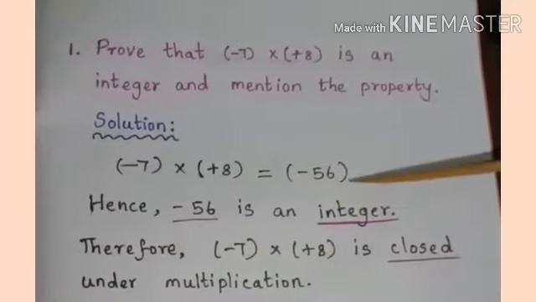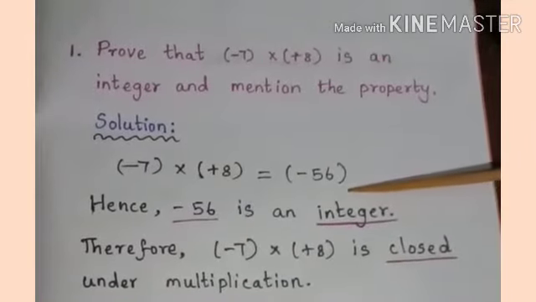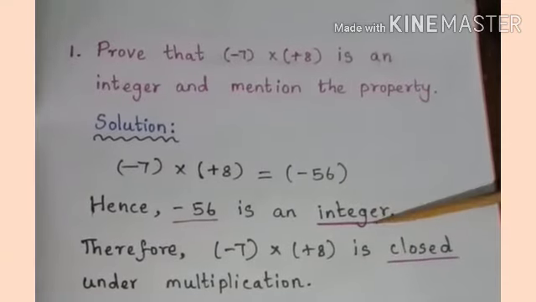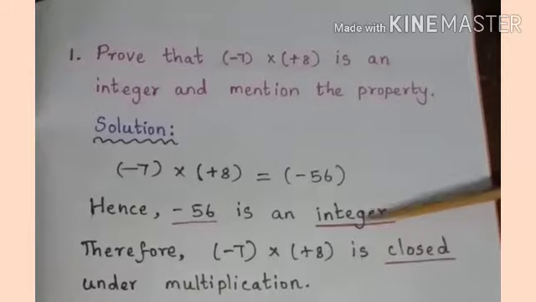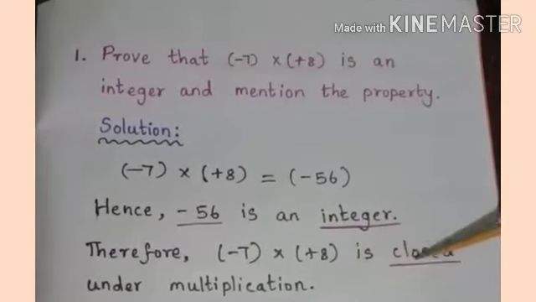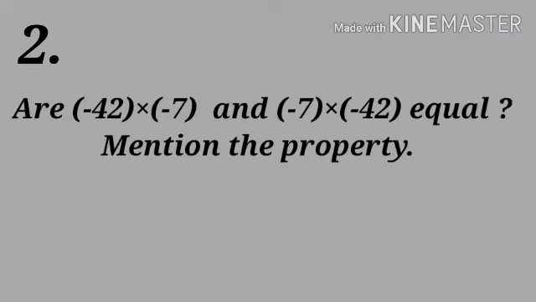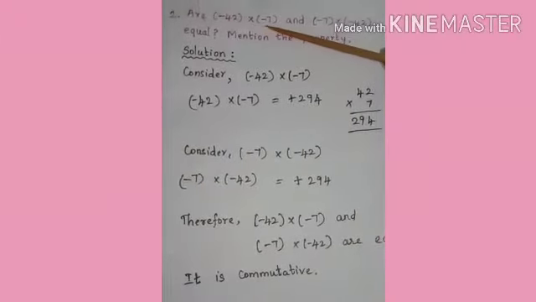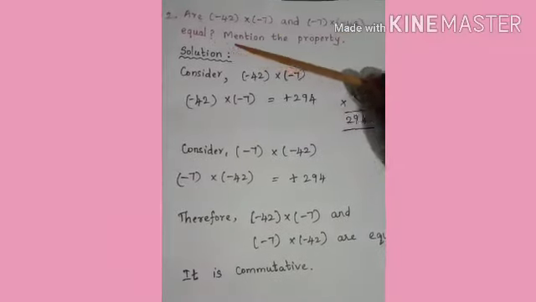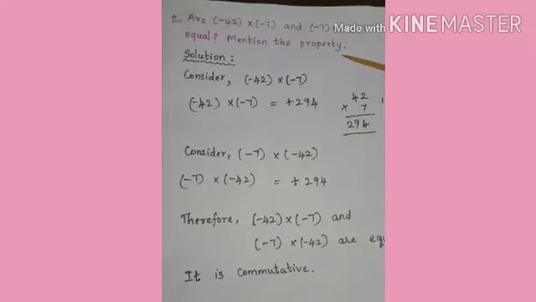What is minus 56? Yes, it is an integer. Therefore, minus 7 into plus 8 is closed under multiplication. Second problem: minus 42 into minus 7 and minus 7 into minus 42 are equal, mention the property.